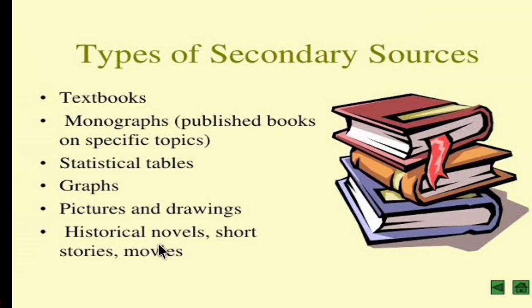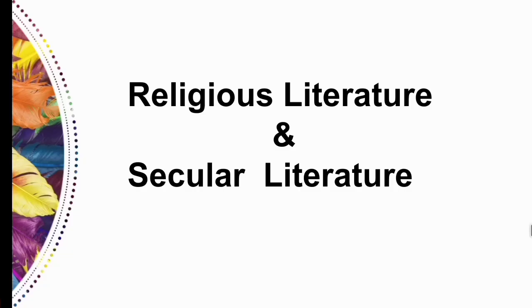These are the types. Examples are your textbooks, pictures, drawings, some historical novels or some short movies. These are all types of secondary sources. The first one is religious literature and secular literature. Before seeing the examples, first you have to know the distinction between the two.